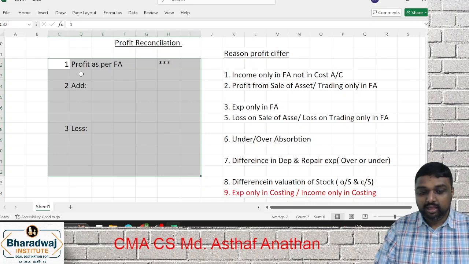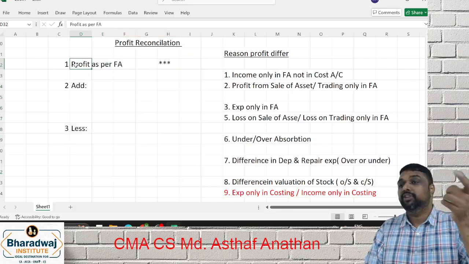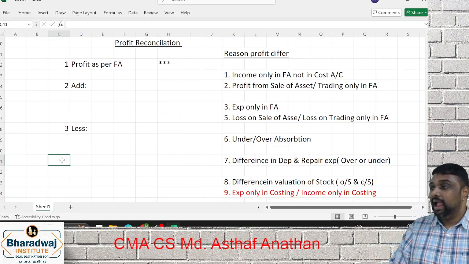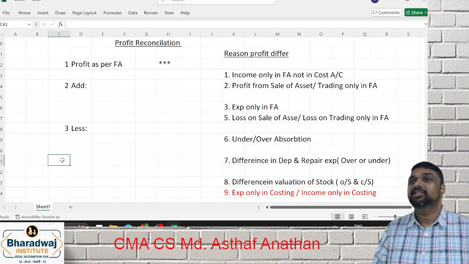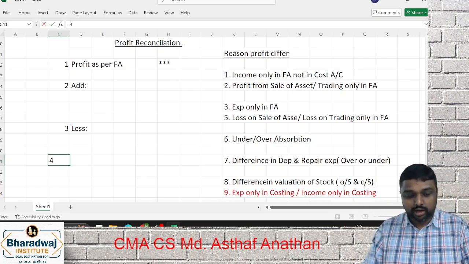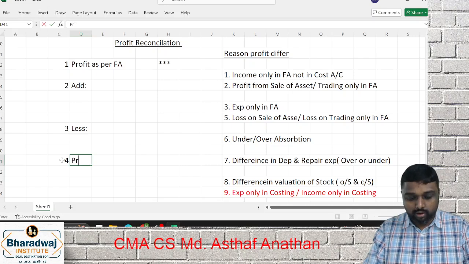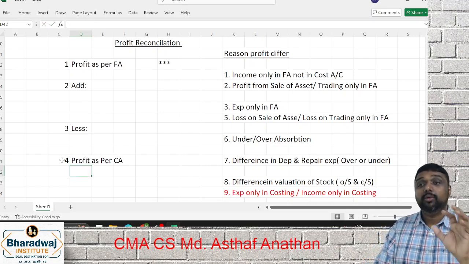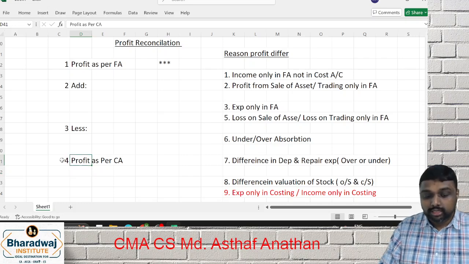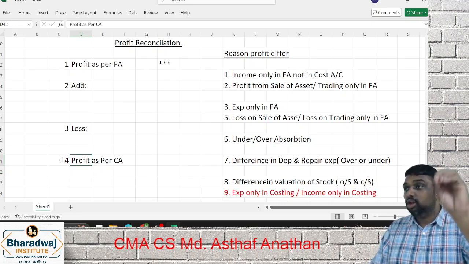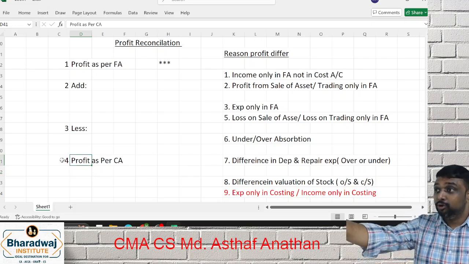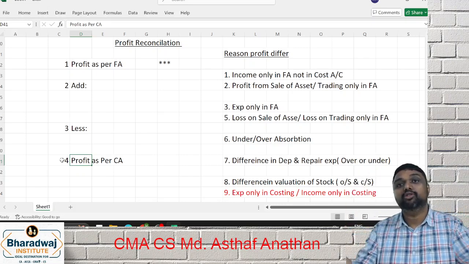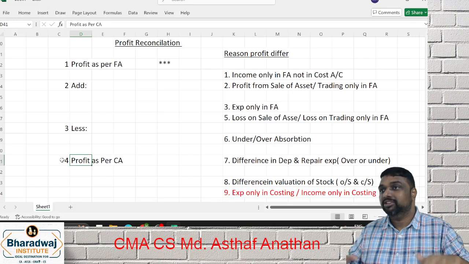How? Your profit as per financial you are starting with. In the classroom, I have given a shortcut method. I'll repeat it again now itself. Your last point is what? You want to get profit as per cost accounts. I have told you two things: remember the format, that is enough, or the second method is the concept. Now I'm telling the concept revision again.